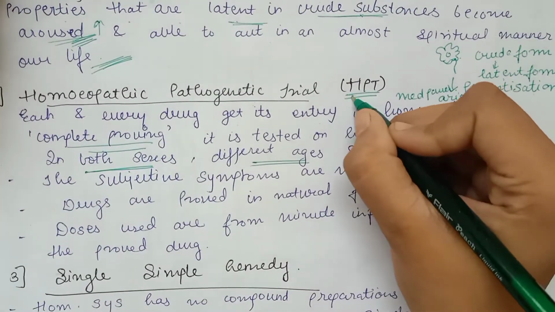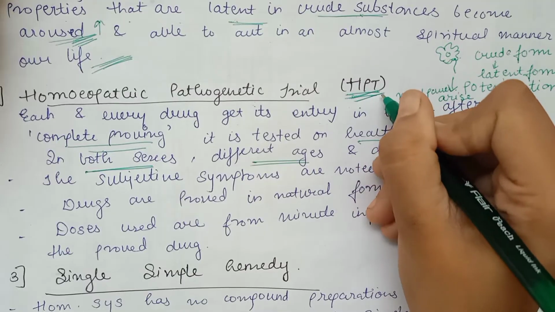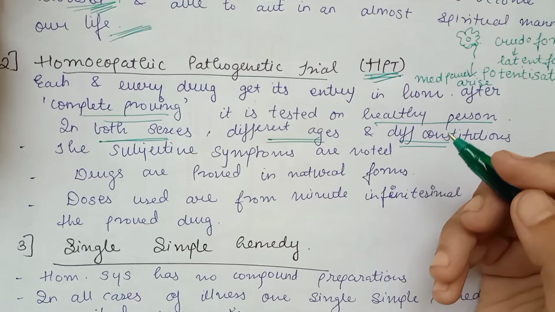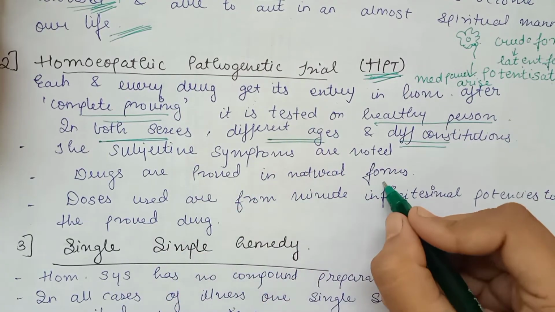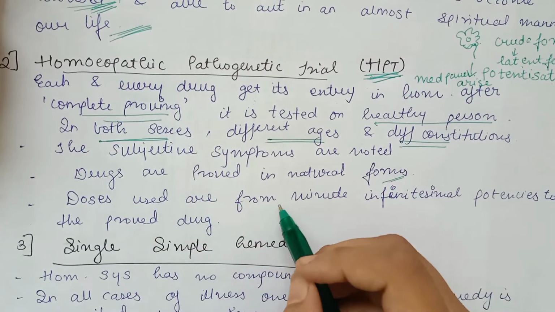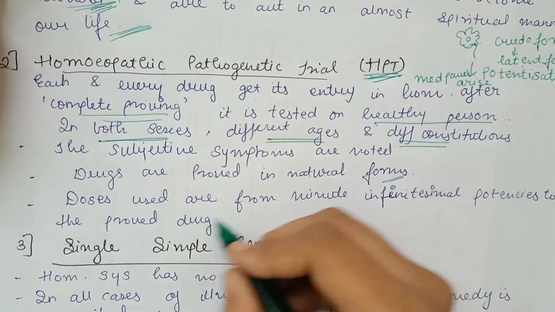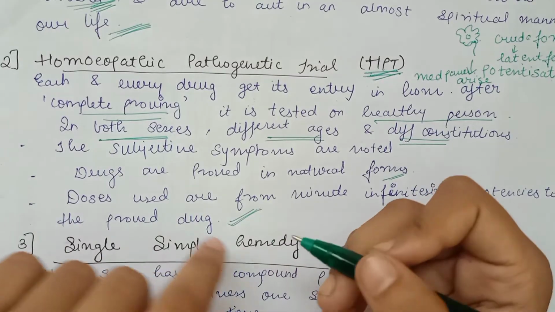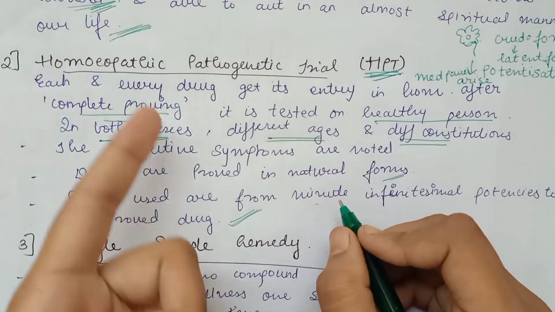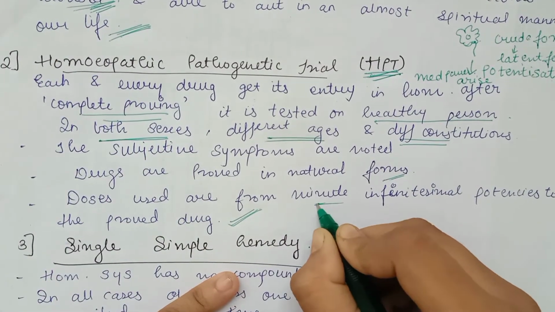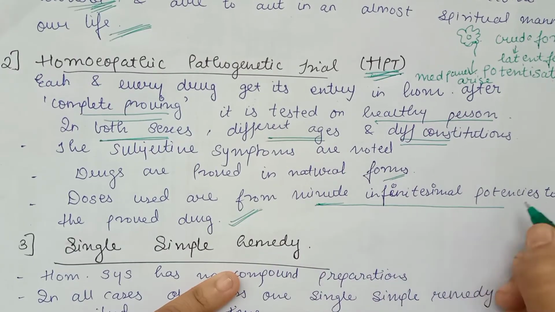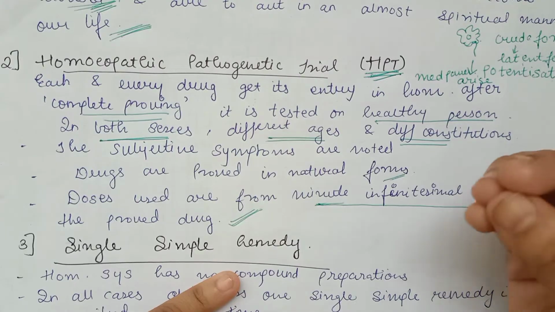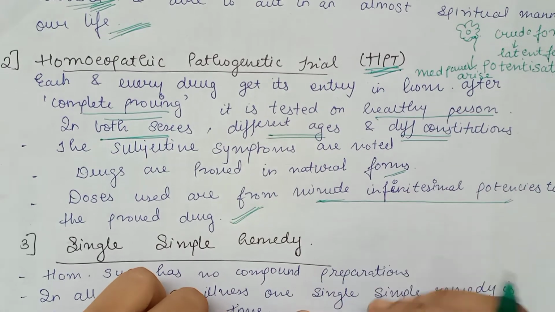Okay, so this is the speciality of homeopathic pharmacy. Okay, then the subjective symptoms are noted. Okay, drugs are proved in natural forms. Doses used are from minute infinitesimal potencies to prove the drug. I told these points in my previous page also, that बहुत ही छोटे पोटेंसी से, बहुत ही कम पोटेंसी से we prove it.